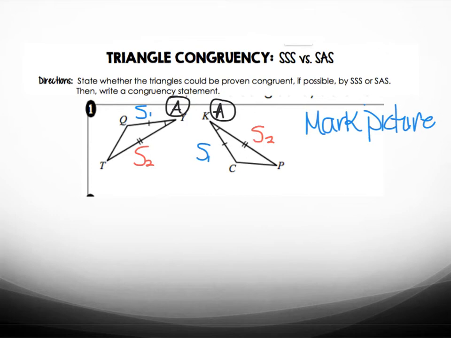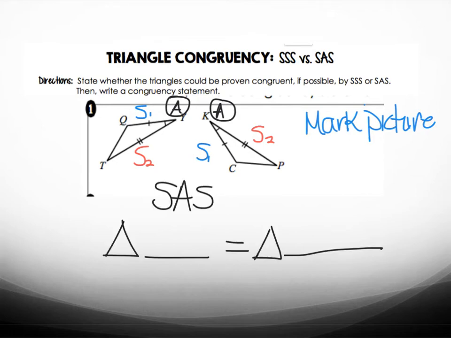So the question is, are these triangles congruent? The answer is yes. What's the postulate? The postulate is side, angle, side. Now I need to write a congruency statement. Triangle something is congruent to triangle something. Push pause, and then you try to figure out what it is.